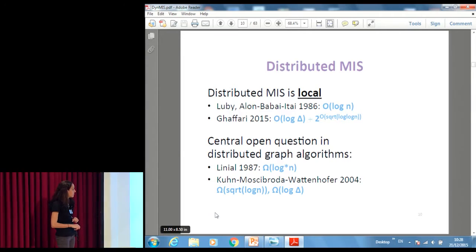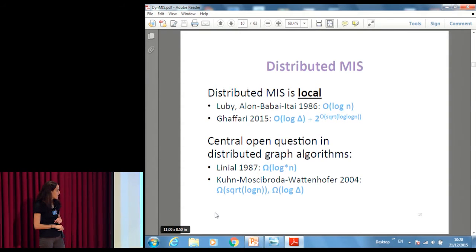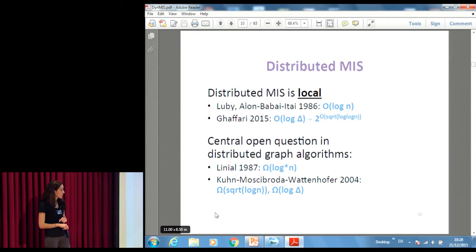And then we have this lower bound of Kuhn, Moscibroda, and Wattenhofer, which says that, in terms of delta, this is almost tight. Okay, you need log delta rounds, so you only have this small factor here.